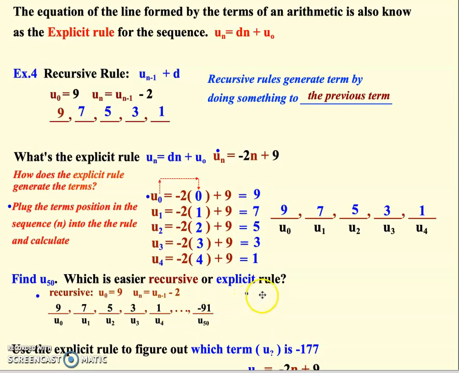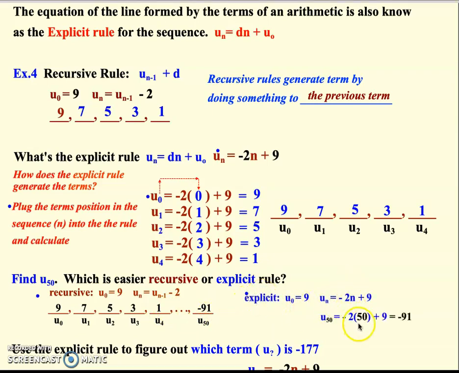On the other hand, explicit, all I got to do is plug my 50 in. So if I want the 50th term, that n in there actually represents the term's position, right? So this is n, so is 2, so is 3, so is 4. So if I want the 50th term, I plug in 50. Well, a quick calculation, I've got 91, way faster than trying to run out there one term at a time recursively.